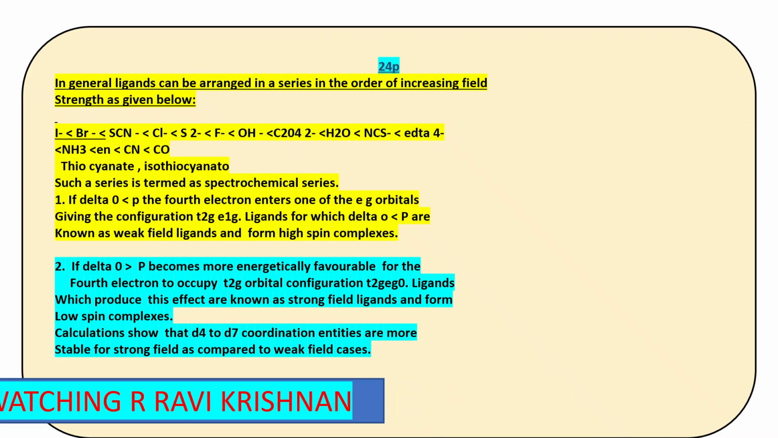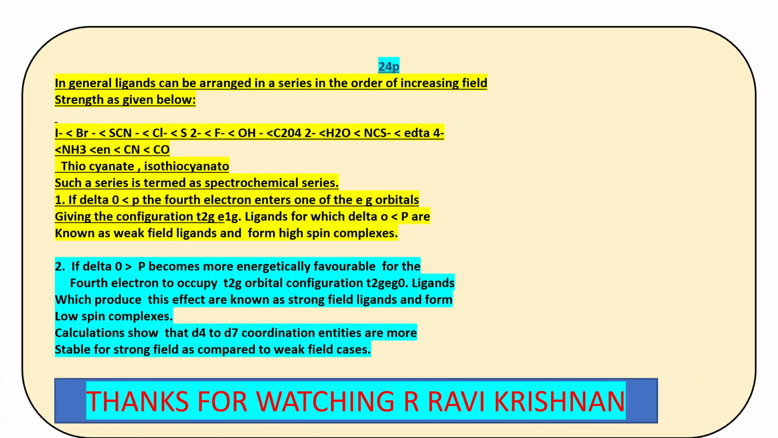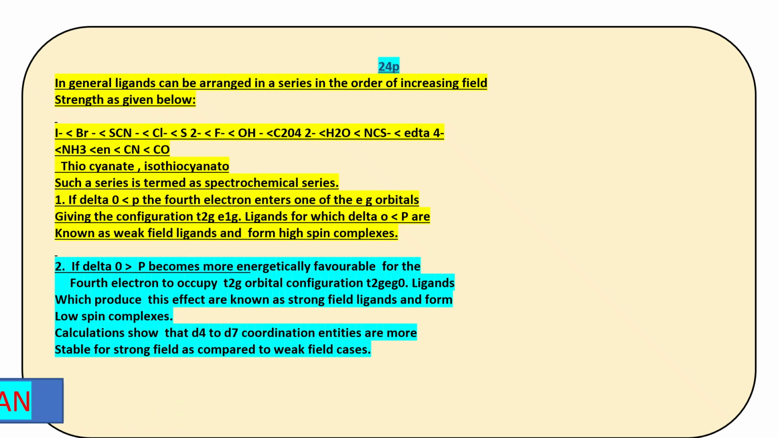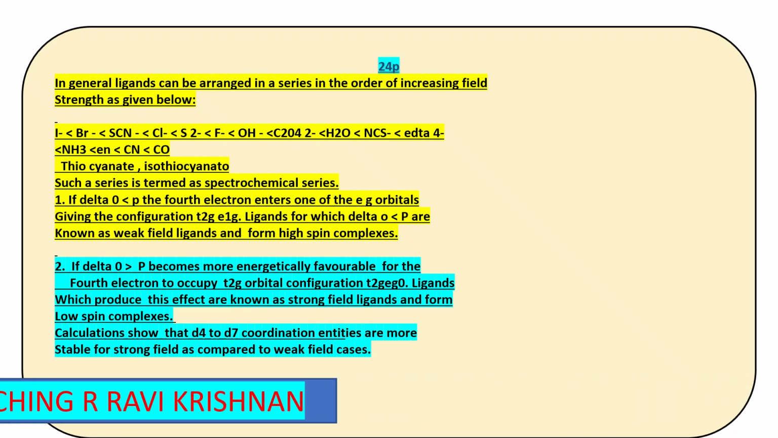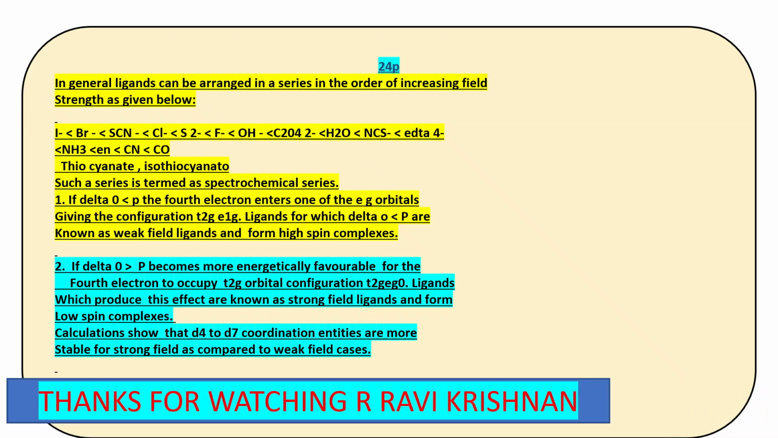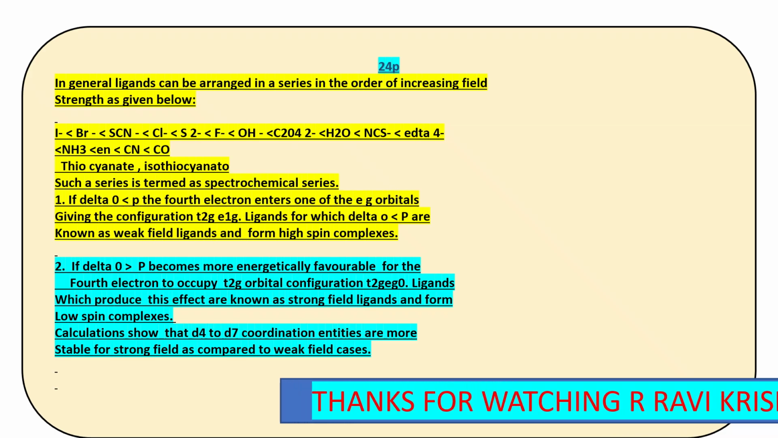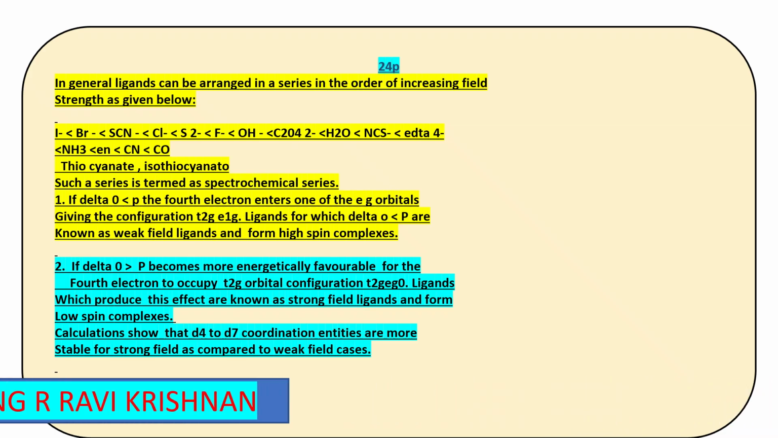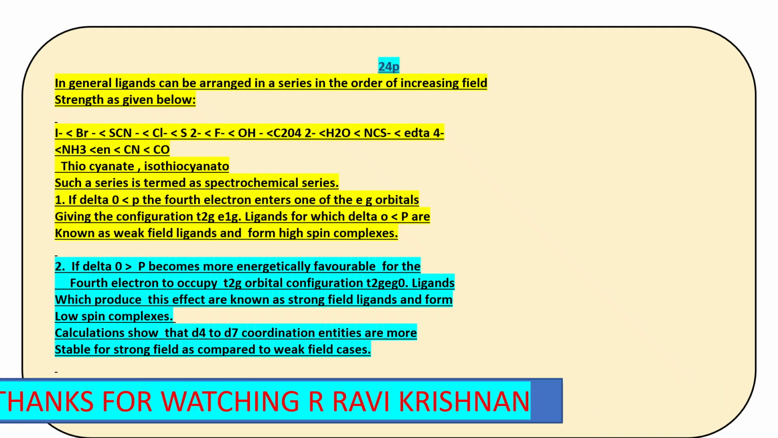In general, ligands can be arranged in a series in the order of increasing field strength as given below: iodide, bromide, thiocyanate, chloride, sulfide, fluoride, hydroxide, oxalate, aqua, isothiocyanate, EDTA, ammine, ethylenediamine, cyanide, and carbonyl. Such a series is termed a spectrochemical series.